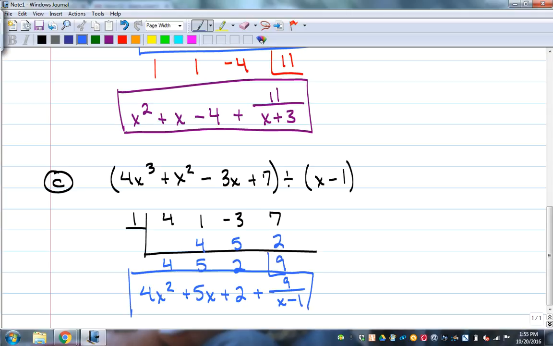Because you're dividing by x to the first, x cubed over x to the first reduces to x squared when you divide those. So you're going down 1 power. Every time you do synthetic division, it brings it down 1 power.